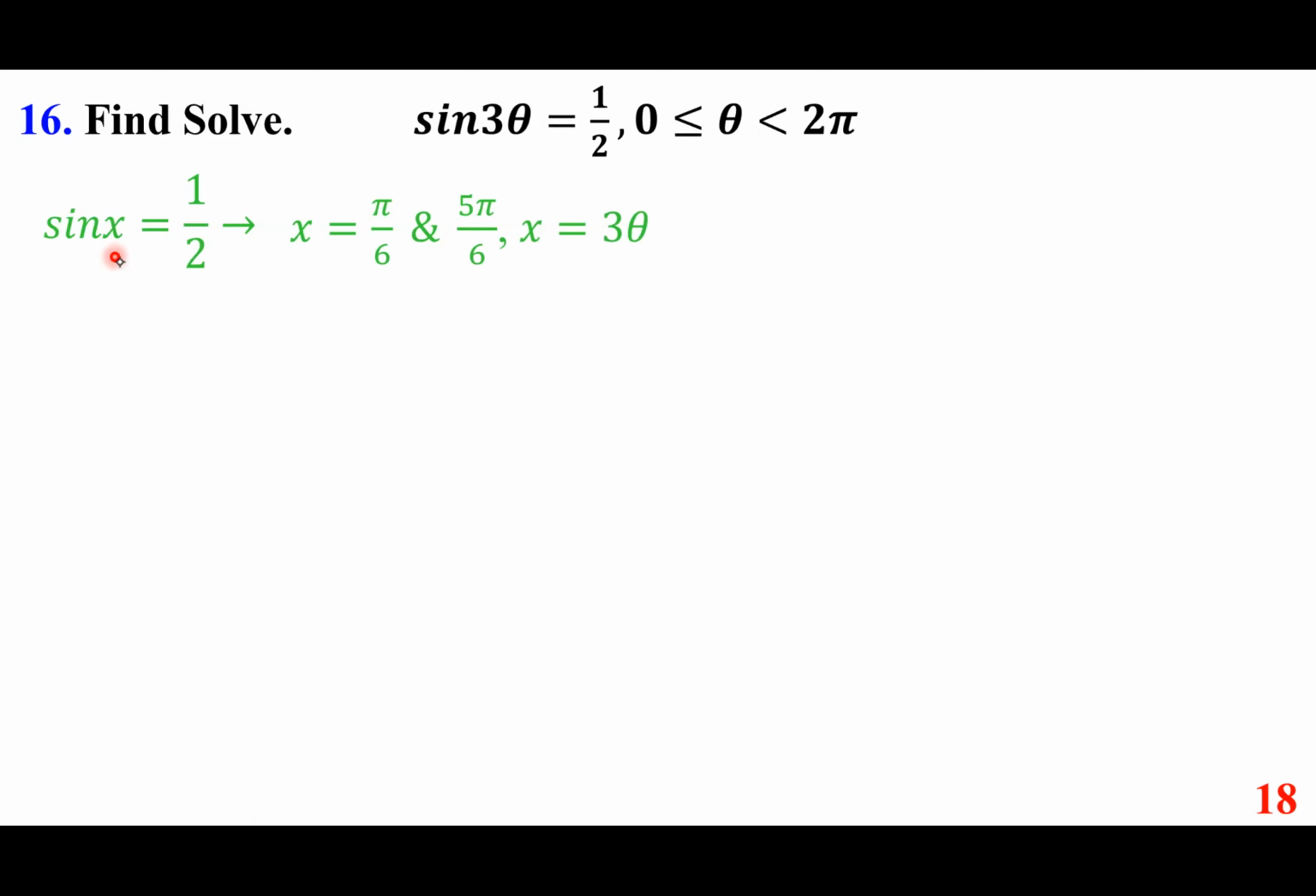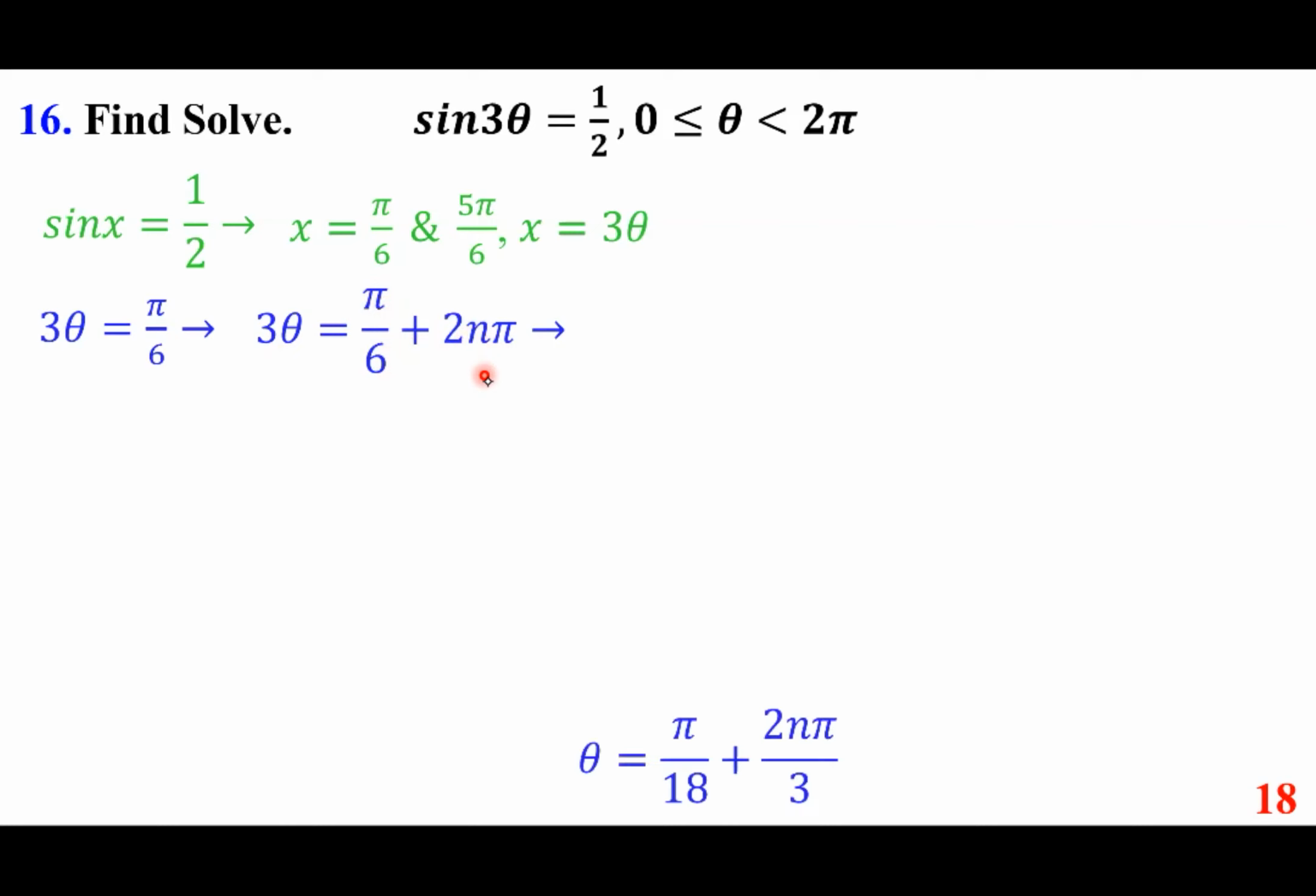This pertains to x, but x represents 3 theta. So how do we handle that? The process is to say, okay, we're going to set 3 theta equal to pi over 6, and then to 5 pi over 6, and handle it by adding the 2k pi or 2n pi. So in the case of pi over 6, we say 3 theta is pi over 6 plus 2n pi. We're going to divide both sides by the number 3. This becomes pi over 18. This becomes 2n pi over 3.